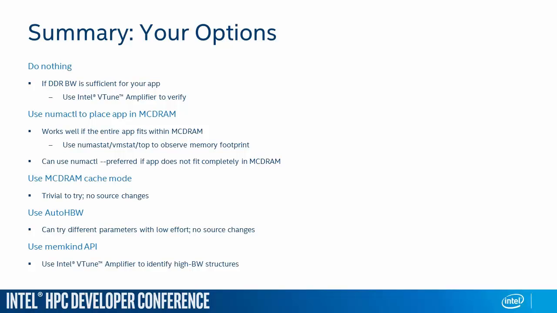And finally, if you really have to drill down in your app and make some source code changes, then you'll want to use the Memkind APIs. So we really have quite a range of different ways that you can adopt MCDRAM, all the way from doing nothing to actually modifying your code and using our libraries.